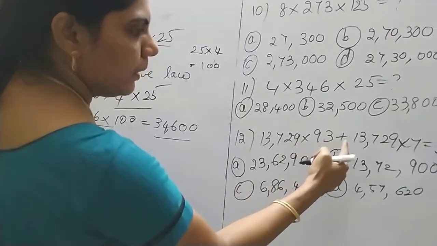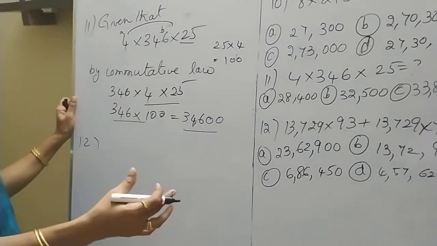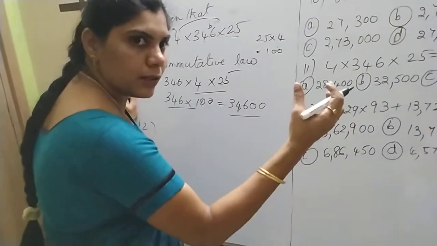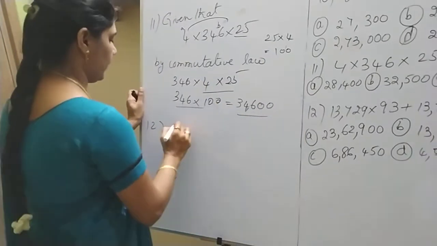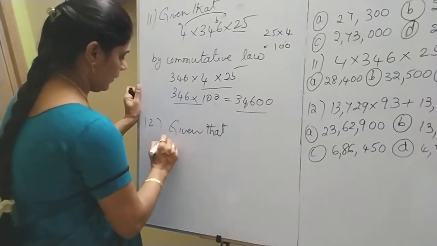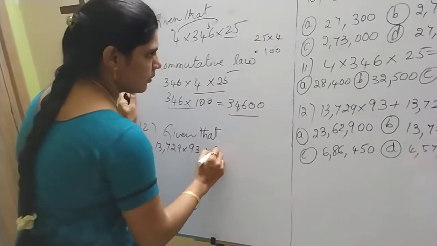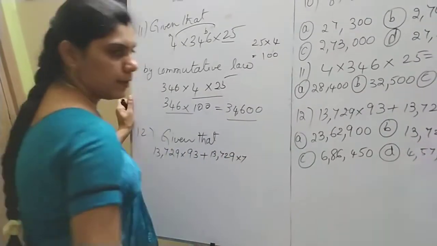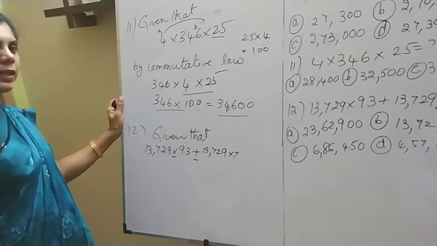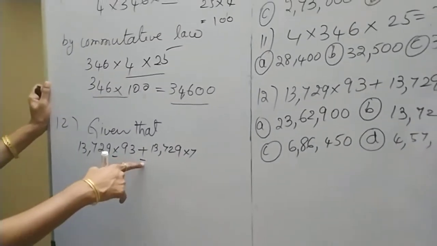Now see the next one. 13,729 into 93 plus 13,729 into 7. So this is also lengthy multiplication. This one also we will simplify by applying properties of multiplication. What is given? 13,729 into 93 plus 13,729 into 7. That is what they have given here. If you observe here multiplication, here plus. By observing this one, clearly we can say that this is distributive law of multiplication over addition.